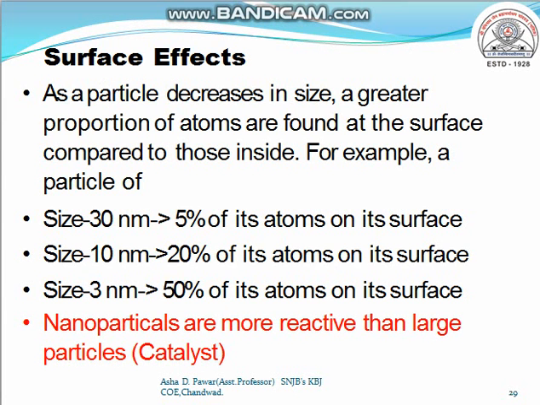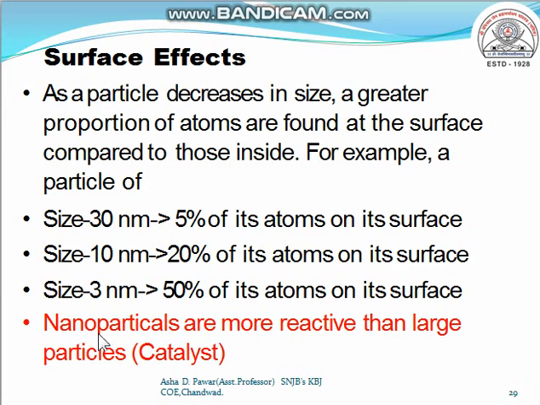The surface effect we are going to study in detail. As a particle decreases in size, a greater proportion of atoms are found at the surface compared to those inside. For example, consider particles of size 30 nanometer, 10 nanometer and 3 nanometer. The particle with the greater size has only 5% of atoms on the surface. For the 10 nanometer particle, as the size decreases, the percentage of atoms on its surface increases. Then at 3 nanometer, the size decreases again, and around 50% of atoms are on its surface.